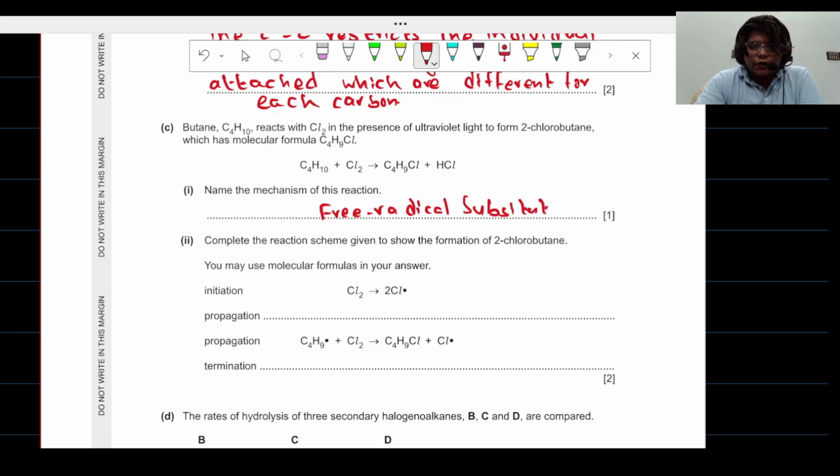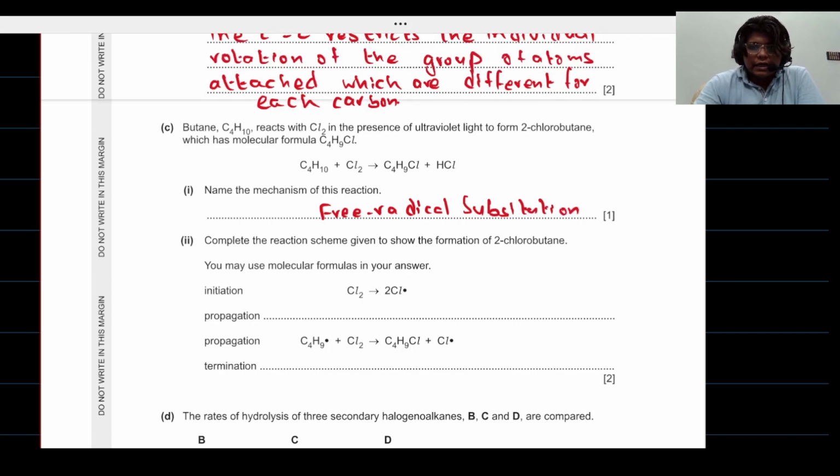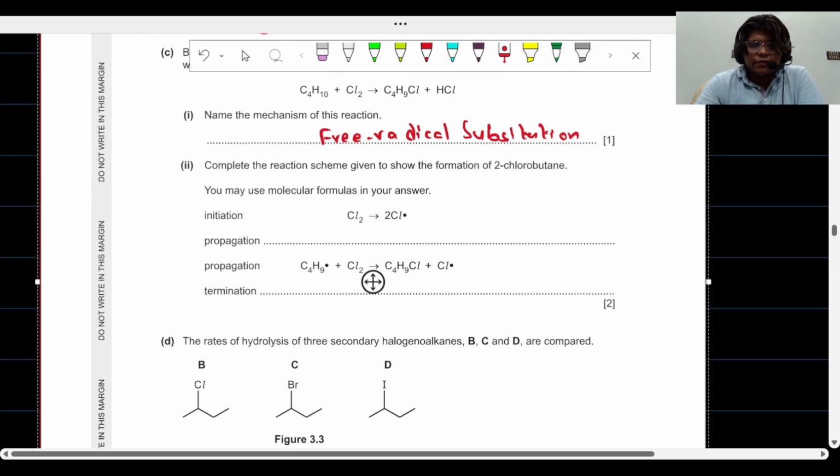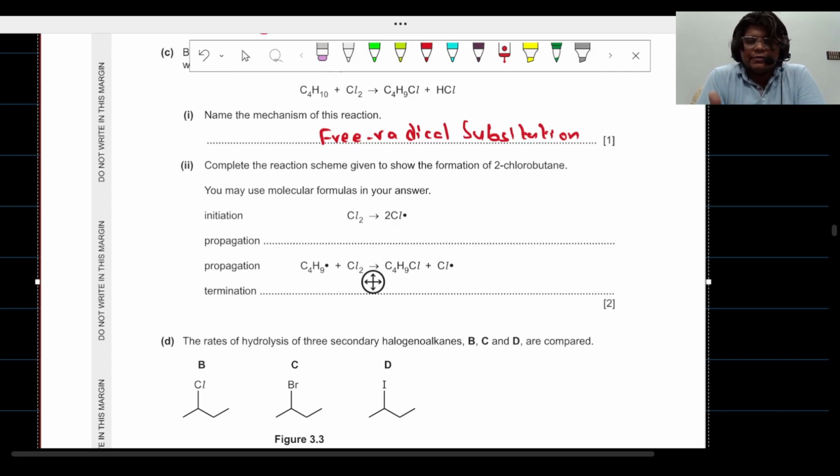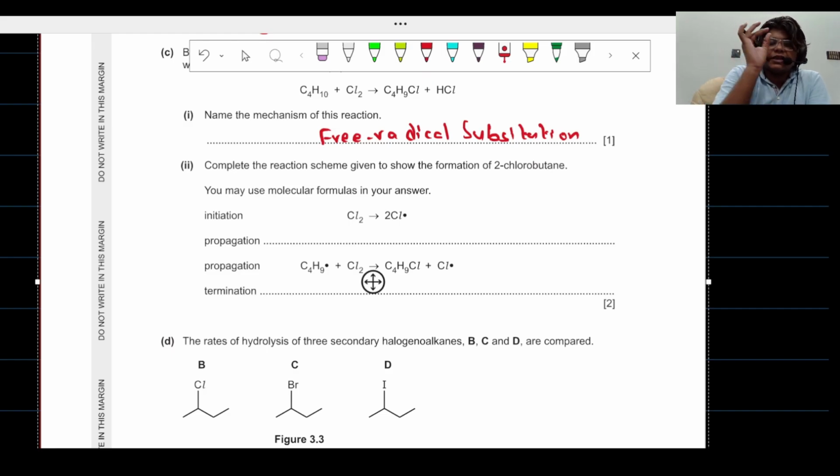And then for the second part, it says that they complete the reaction scheme given to show the formation of 2-chlorobutane, right? So we have the 3 steps: the initiation, then we have the propagation, and then we have termination, right? Initiation will always show the formation of free radicals. In propagation, one free radical will react with one molecule to give you a new free radical and a new molecule. And in termination, we will have 2 free radicals reacting to give us one new molecule, right? So this is the differentiation between initiation, propagation, and the termination steps, right?